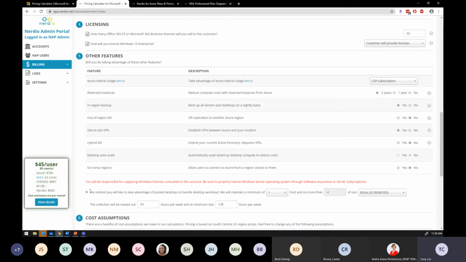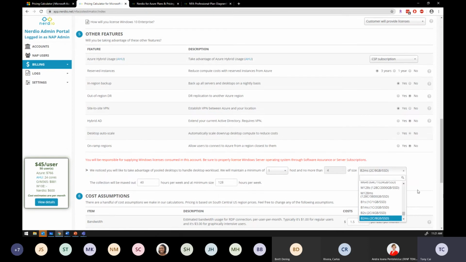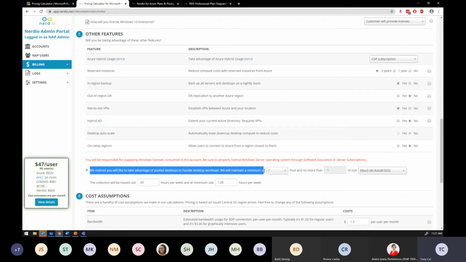So next thing down here, we're going to actually talk about our pooled desktops, right? So let's say you're using Windows Virtual Desktop pools, and we're going to select each session host to be, let's say, an E8 SV3, which is an 8-core 64 gig of RAM machine, right? So this is basically asking you, hey, we noticed you'd like to take advantage of pooled desktops. We'll maintain a minimum of 1 server and no more than 1 server at 8-core 64 gigs per machine, right?